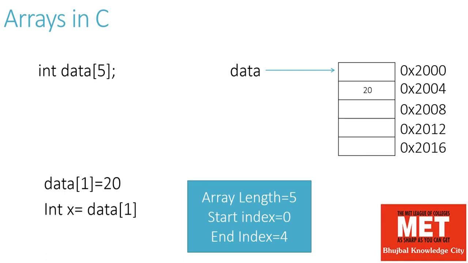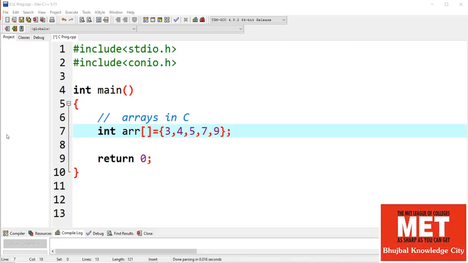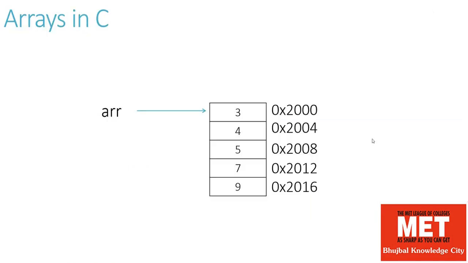Let's experiment more with arrays. Let's have a look at this particular array. Here we have 5 elements and the values of each of the elements are 3, 4, 5, 7, 9. How would it look in RAM? It would look like this, wherein a contiguous block of memory is allocated.